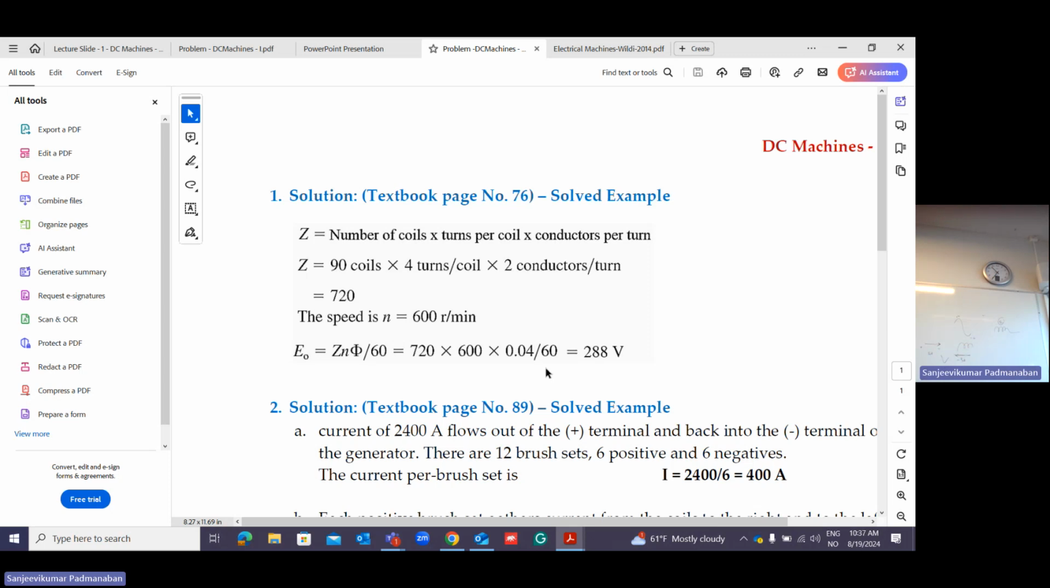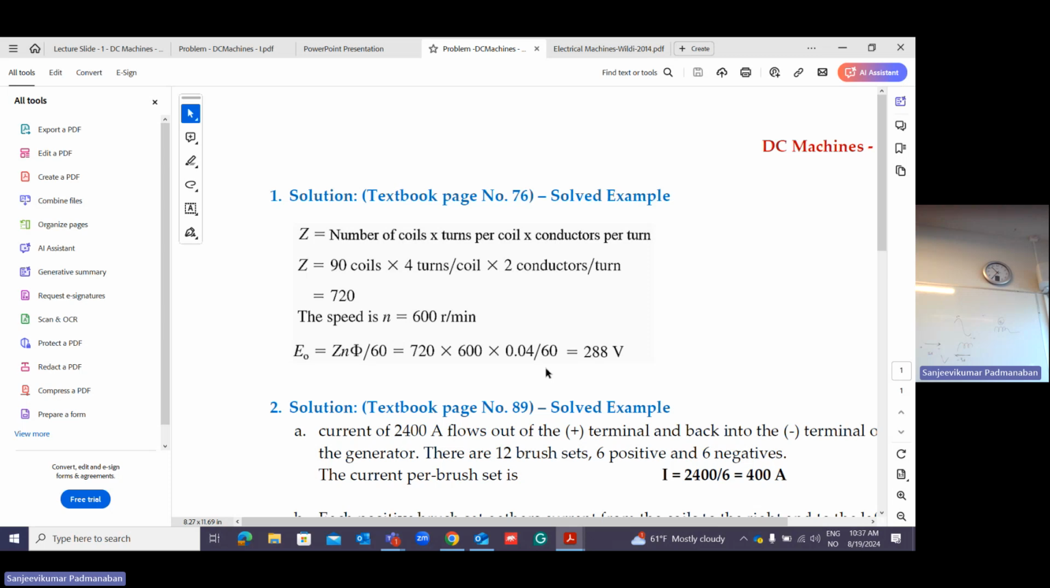What is the formula? Number of coils multiplied by turns per coil multiplied by conductors per turn. You are going to calculate how many conductors. So your armature, listen here. We are going to calculate this total coil into number of conductors. It is a set of coils. I'm going to know how many conductors are inside this set. Z is the number of conductors.